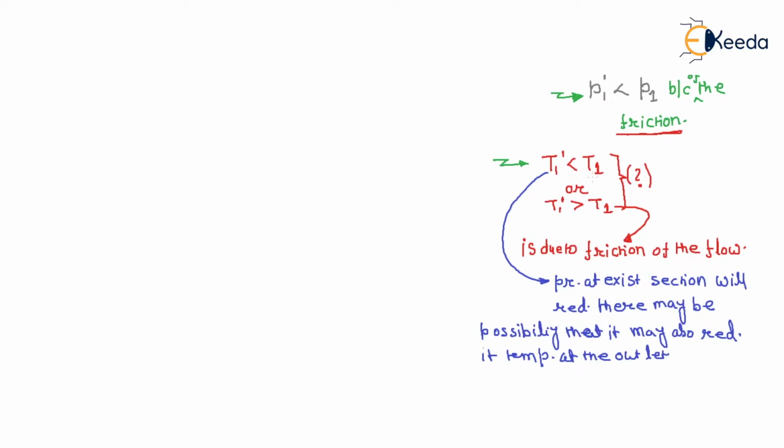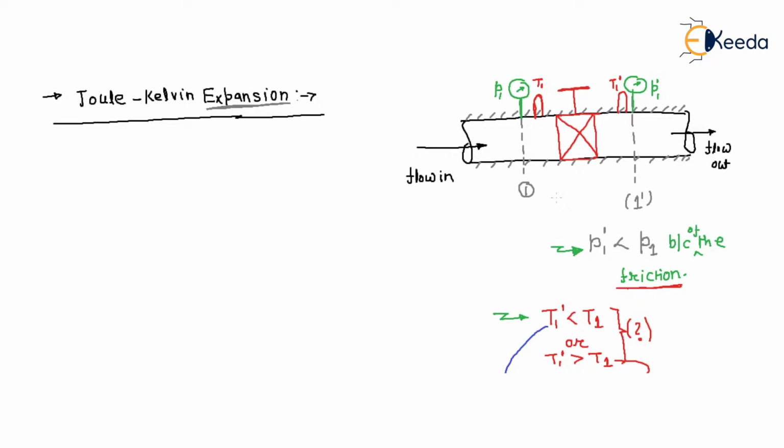These two counter effects depend upon which is dominant. If friction is dominant, the temperature will increase. If the reduction of pressure is greater, then the temperature will decrease. So these two counter effects will decide the outlet temperature during the expansion process. This is known as the throttling process.